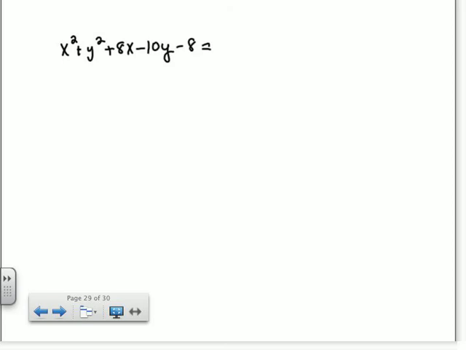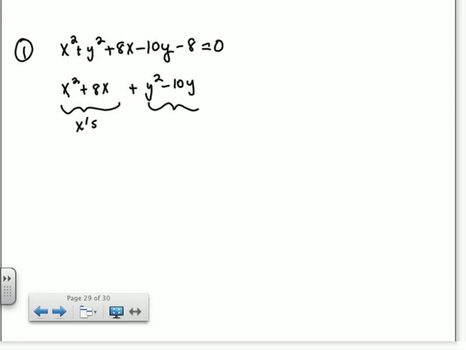Is that it? Okay. All right, so I'm going to complete the square on this. The first thing I'm going to do is get all your x terms together, all your y terms together. So I'm going to have x squared plus 8x, so those are my x's, plus y squared minus 10y, so those are my y's. And then I'm going to get my number on the other side. So you're always going to start these ones like that.